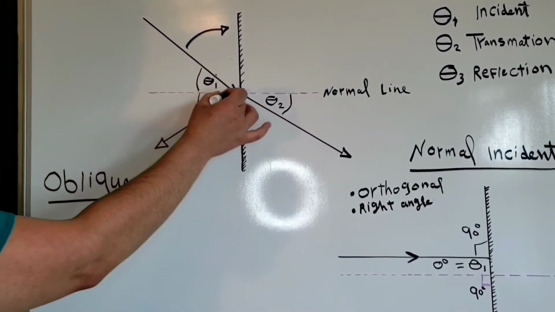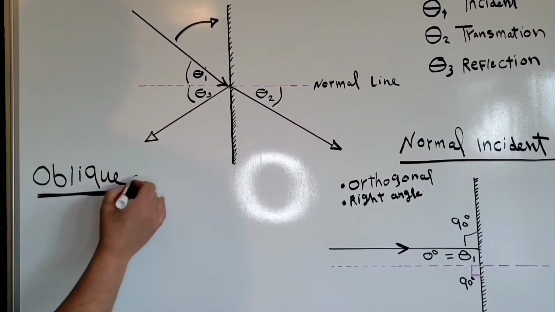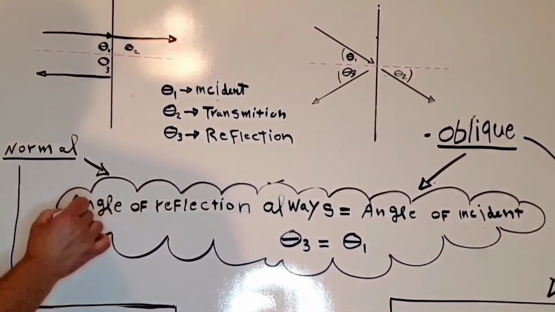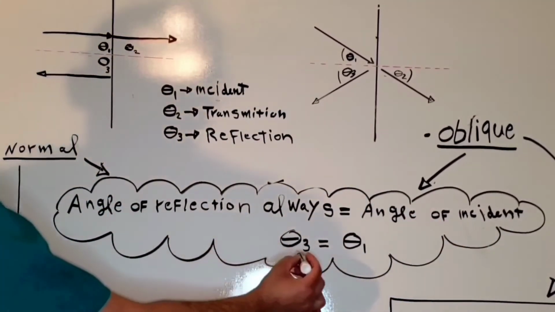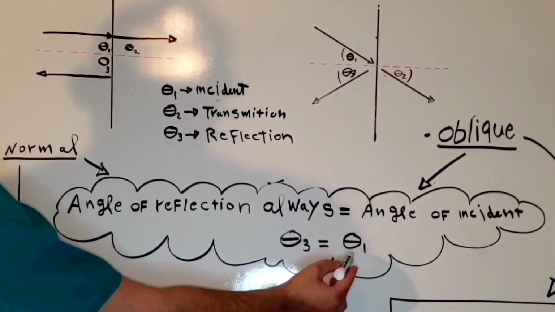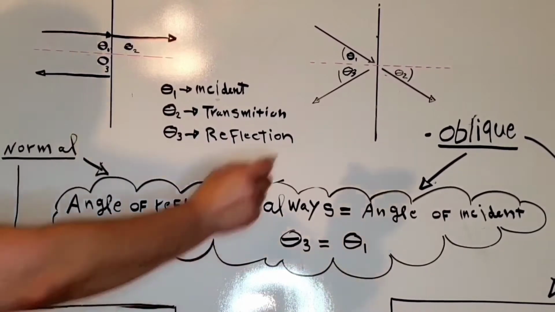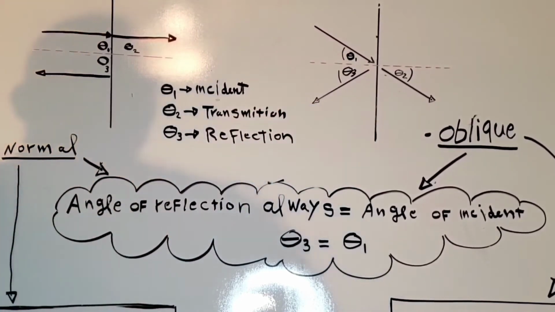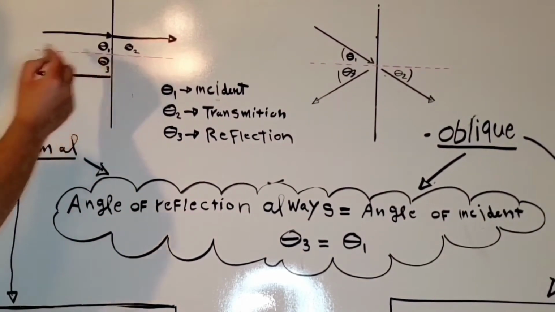If the sound beam is not perpendicular to the interface, we call this an oblique incident. In both normal and oblique incident, the angle of reflection always equals the angle of incident. That means that theta 3 will equal theta 1. Theta 3 is the angle of reflection and theta 1 is the angle of incident. So in oblique incident, the angle of incident will equal the angle of reflection, and also in normal incident, the angle of incident will equal the angle of reflection.